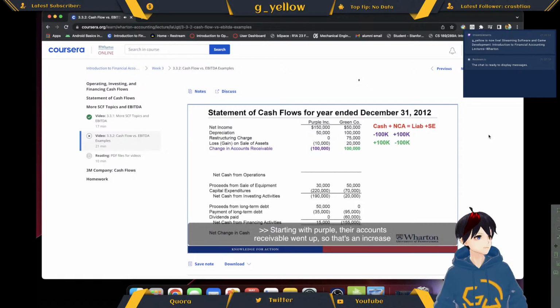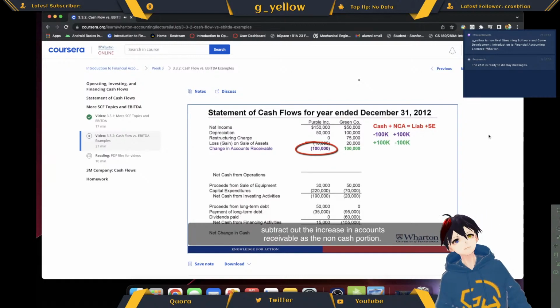Starting with purple, their accounts receivable went up, so that's an increase in a non-cash asset, which means we have to subtract it on the cash flow statement. The intuition here is that they made more credit sales than they had cash collections, so they booked some revenue that was non-cash, and we have to subtract out the increase in accounts receivable as the non-cash portion.